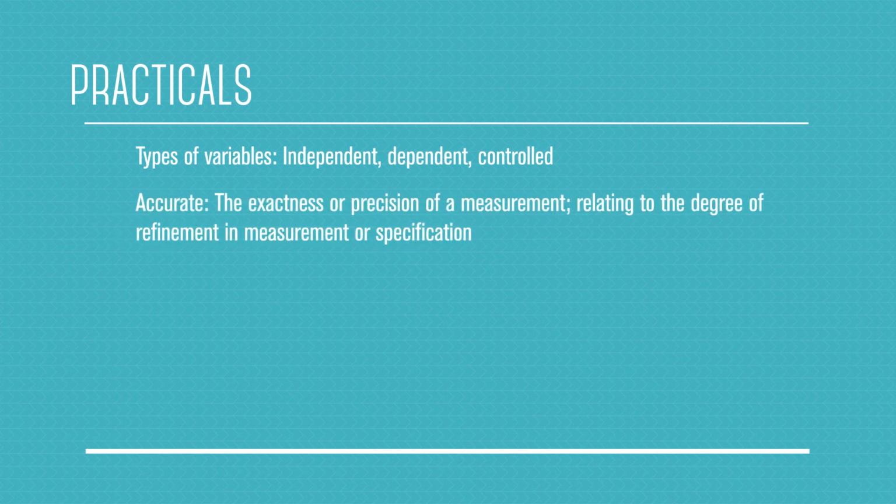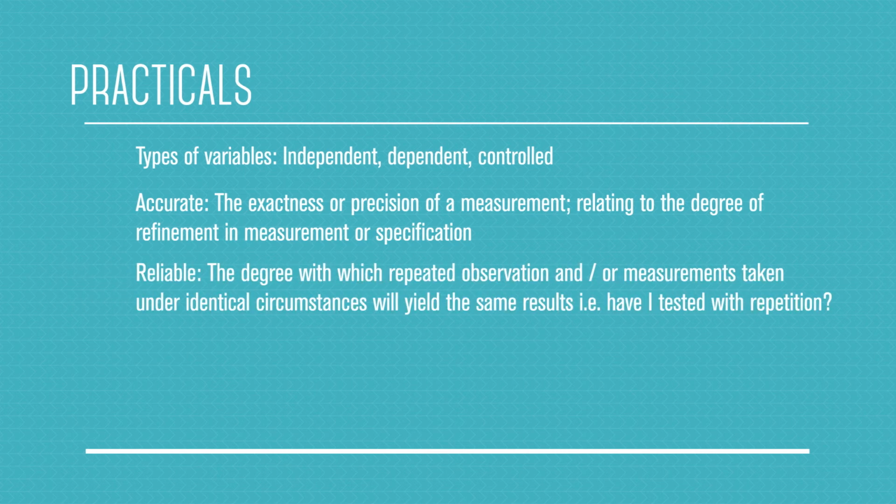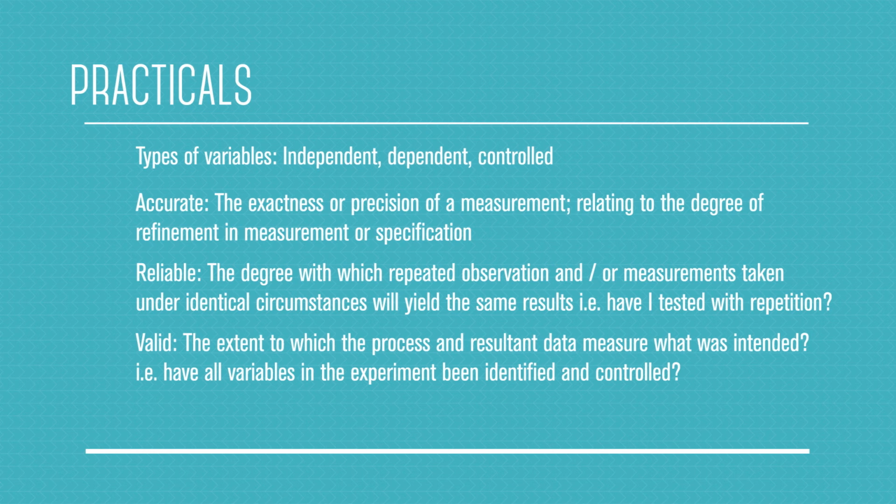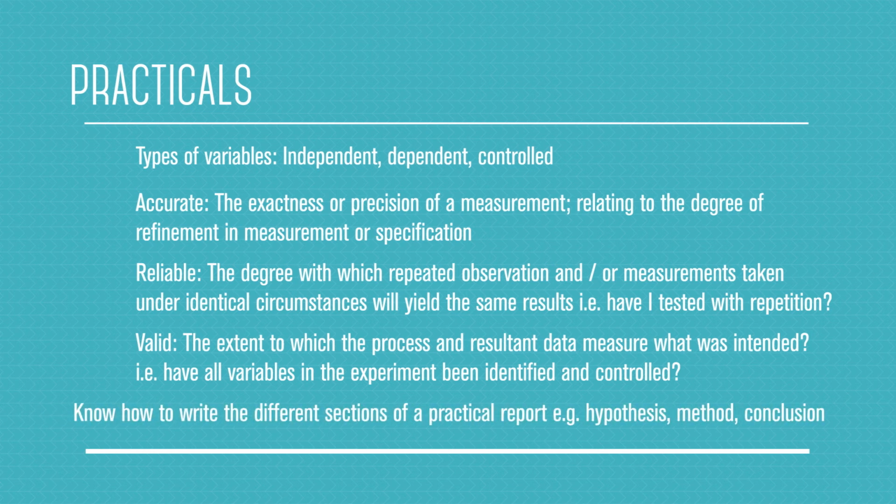What are the types of variables? Independent, dependent, controlled? What does accurate mean? This means the exactness or precision of a measurement relating to the degree of refinement in measurement or specification. When are results reliable or valid? Know how to write also the different sections of a practical report, for example, hypothesis, method, and conclusion. Each of these have a different style.